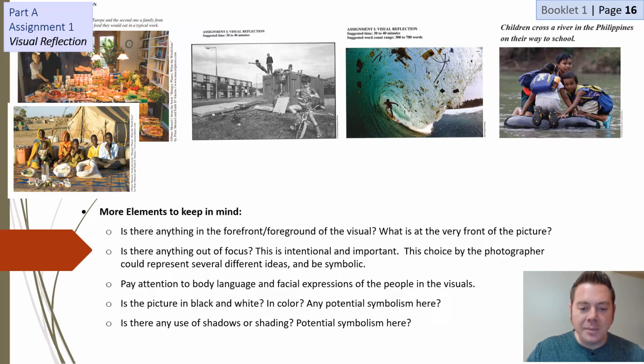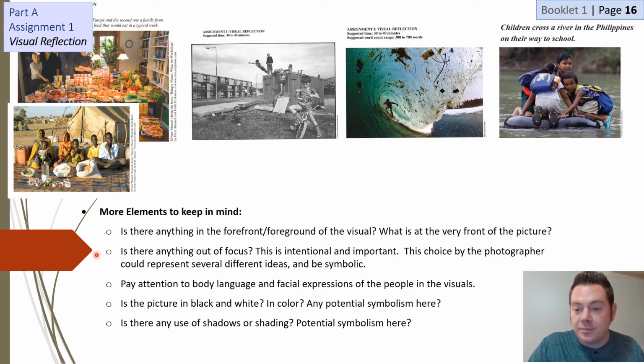Now, some elements to keep in mind when you're looking at these assignments. Is there anything in the forefront or foreground of the visual? What is at the very front of the picture? An example in this one here, at the front of the picture, we've got the food. In this one, you've got this one young man. Here, you've got the dominant point of focus, these children right here, right up front. Is there anything out of focus? If there is, it's intentional and it is important. This choice by the photographer could represent several different ideas.